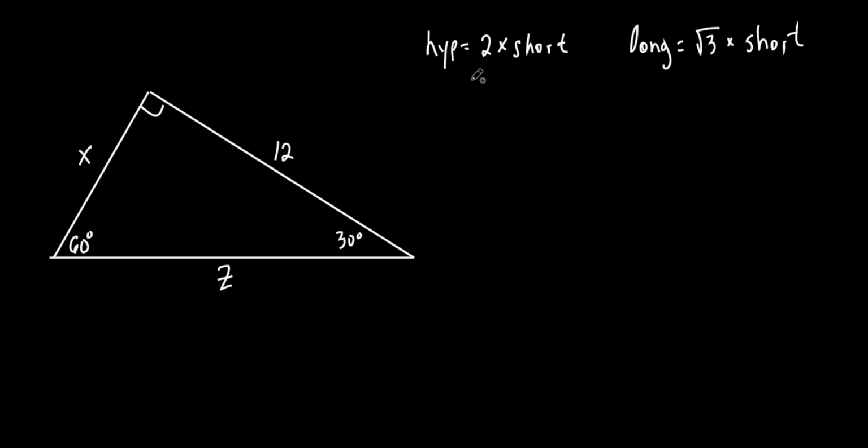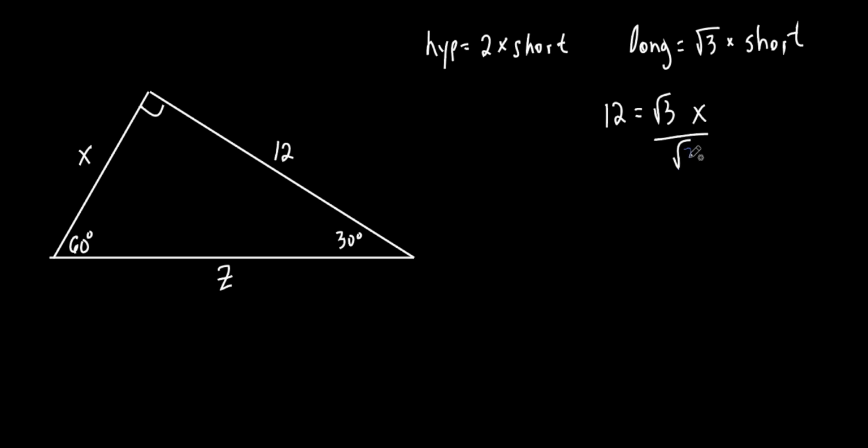And am I going to use this at all? No, because I don't know the hypotenuse and I don't know the short side, so there's no way I can use this one. But I am going to use this one. This has long and it's got short, so I'm going to solve for the short. So let's put some numbers in. What is the long side here? It's 12 equals the square root of 3 times the short side. What's the short side here? It'd be x. That's right. So how do I solve for x?